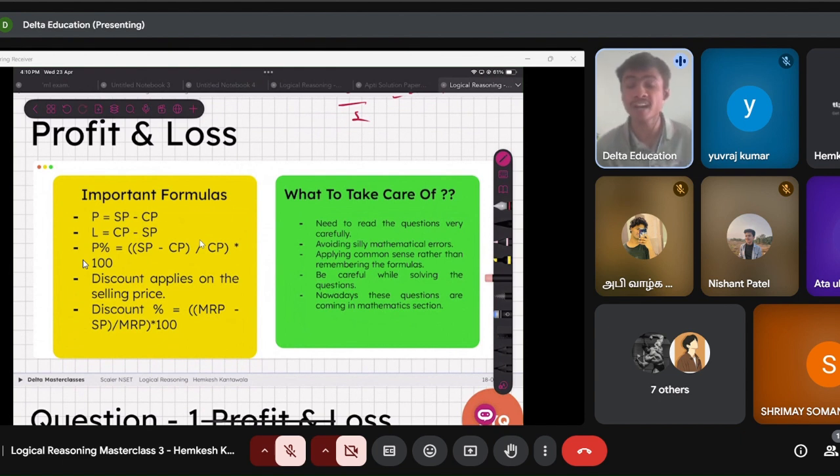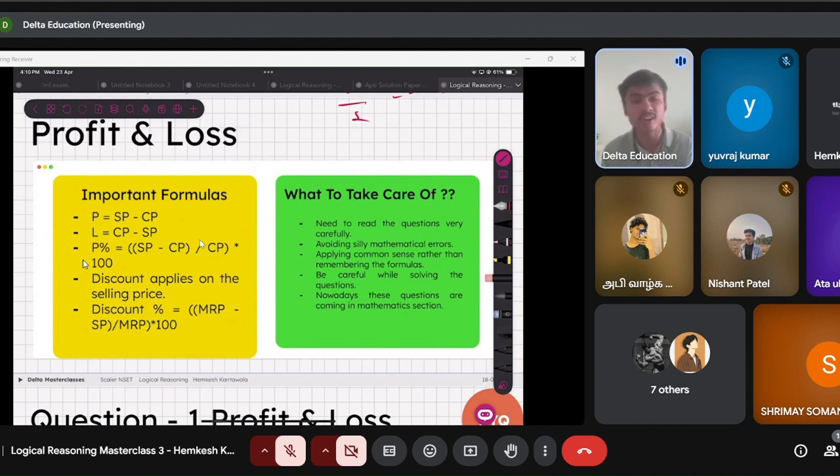If you sell an item at a price greater than the price at which you bought it, like if you are buying a television at 30,000 rupees and selling it at 40,000 rupees, then there is a profit. Very simple. So what is the formula for profit? It is the selling price minus the cost price.